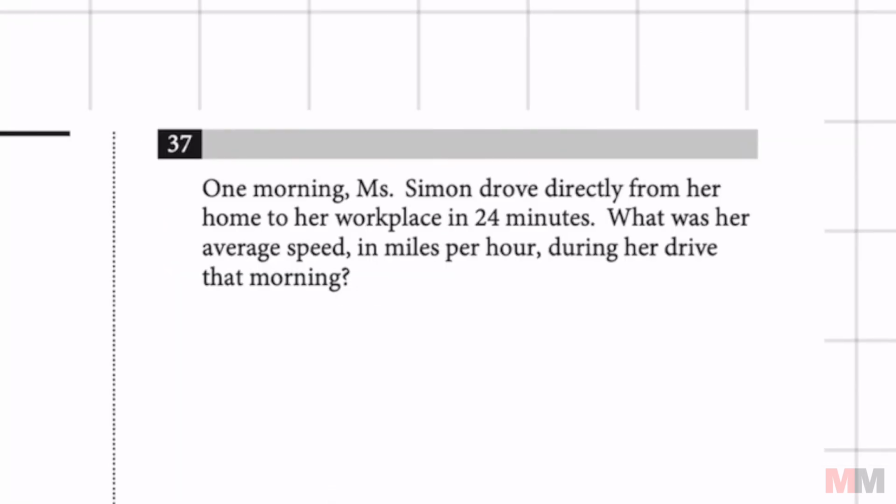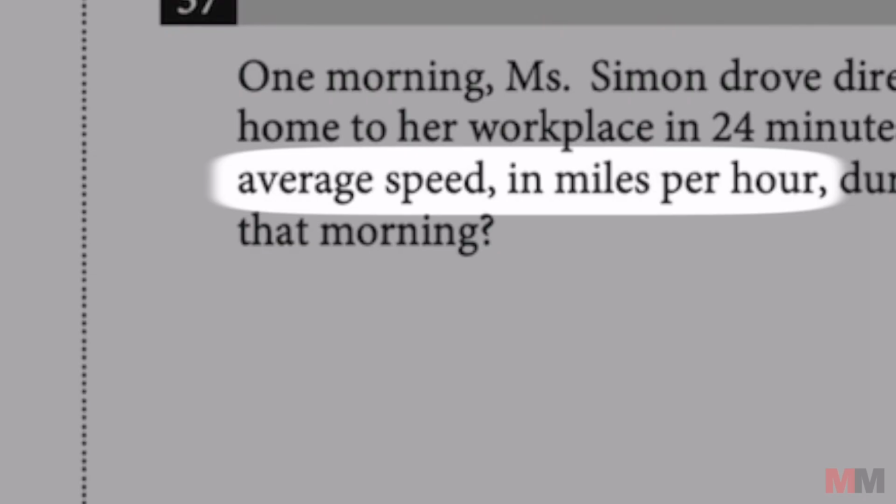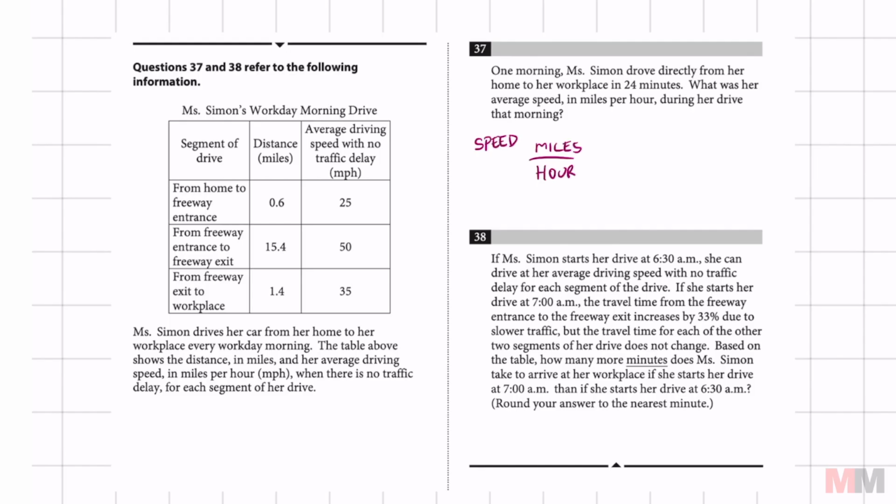One morning, Miss Simon drove directly from her home to her workplace in 24 minutes. What was her average speed in miles per hour during her drive that morning? So one, let's focus on what it's trying to ask for. It's asking for average speed in miles per hour. I like to write the ratio of what it's looking for on the side. That way it kind of gives me a guide on what to look for.